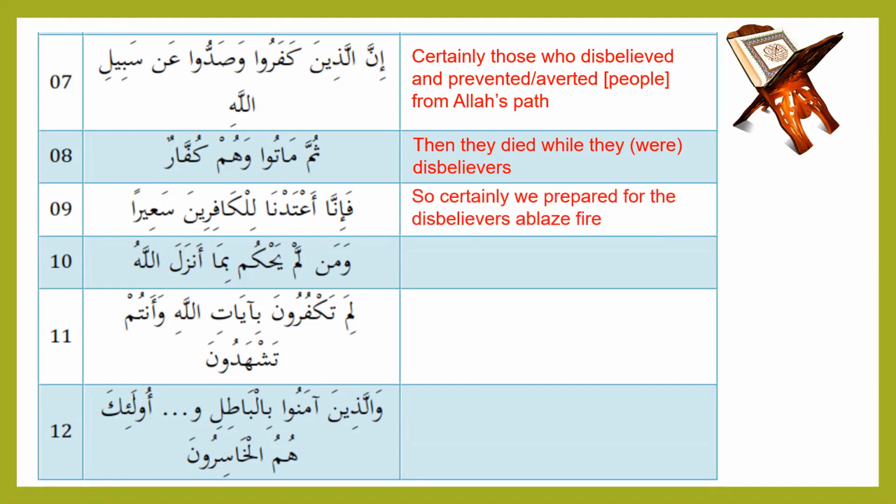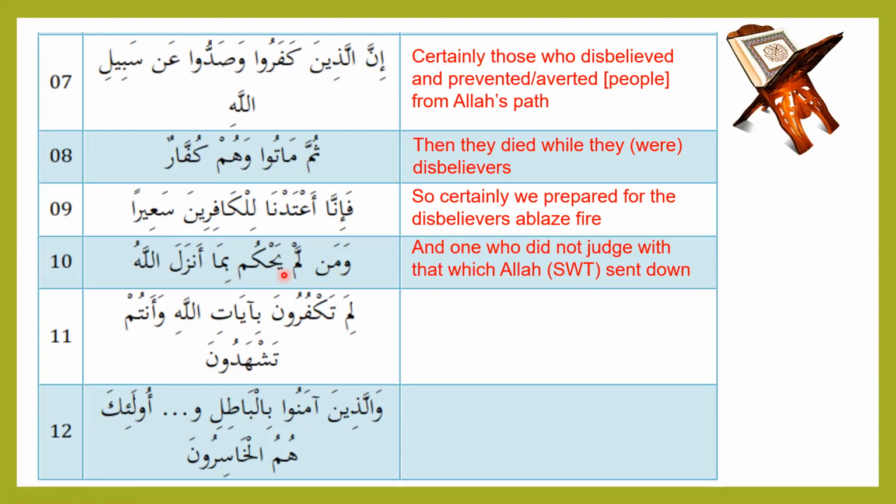وَمَنْ لَمْ يَحْكُمْ بِمَا أَنزَلَ اللَّهُ. And those who do not judge with that which Allah has sent down. And one who did not judge, or does not judge, because of man.